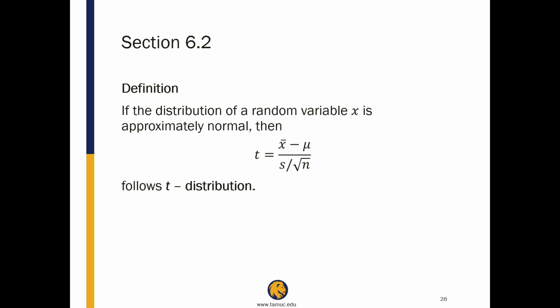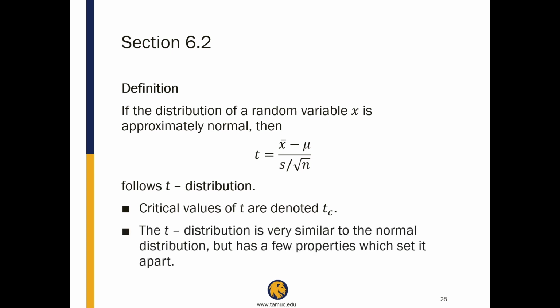And this is going to be the formula for the t-value, much like we had a formula for the z. If the distribution of a random variable x is approximately normal, then t is equal to x bar minus mu over s divided by the square root of n. If you compare this to the formula for z in the last section for sample means, this is very similar. Just notice we're using the letter s instead of sigma for the sample standard deviation. The critical values of t, much like we did before, will be denoted t sub c.